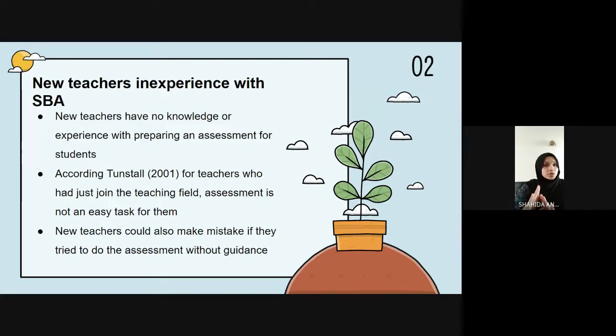New teachers could also make mistakes if they try to do the assessment without guidance. Now, it's common for new teachers to make mistakes, but it's not easy if they make mistakes and they don't know what mistakes they made. So when they don't know what mistakes they made, they think, okay, I think I did it right. The responses seem good, so I'm going to continue what I did. Because of this, no guidance and not knowing what mistakes you made, this caused teachers' lack of competency when it comes to SBA.